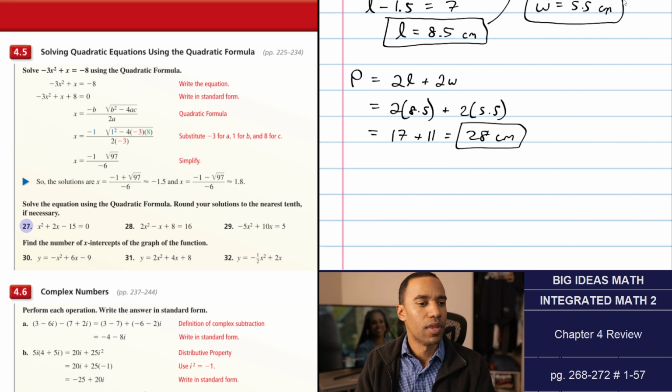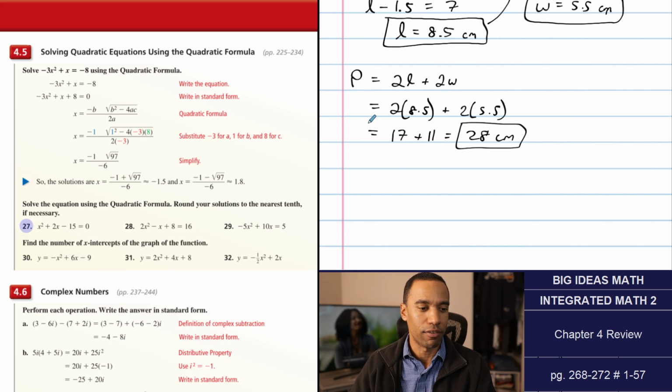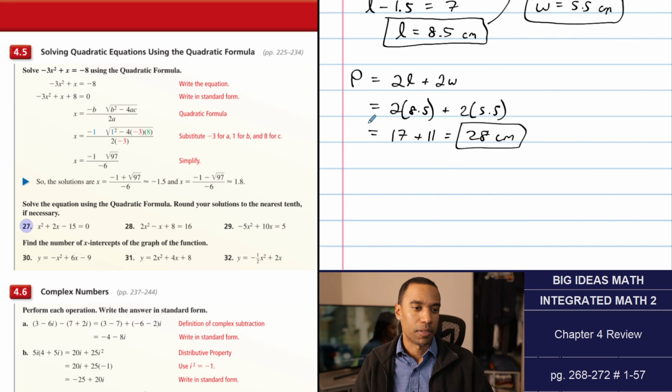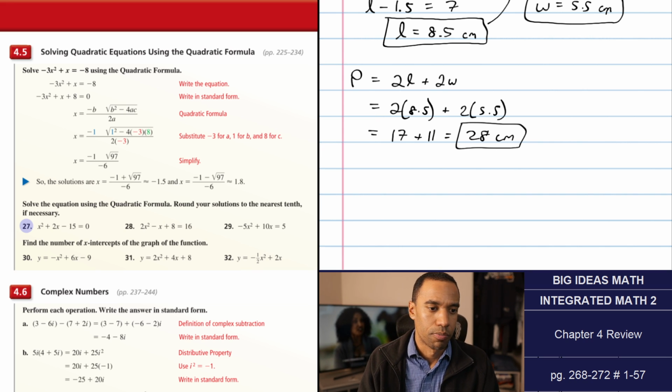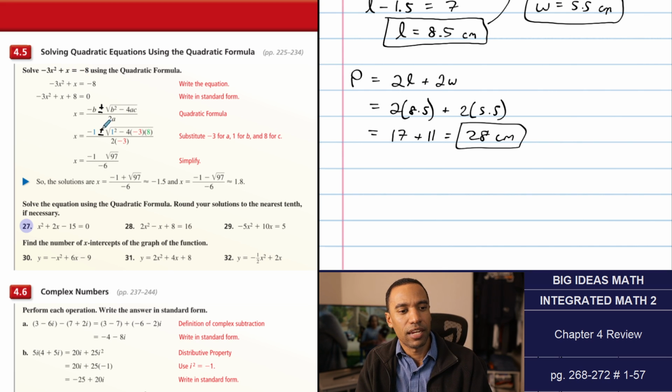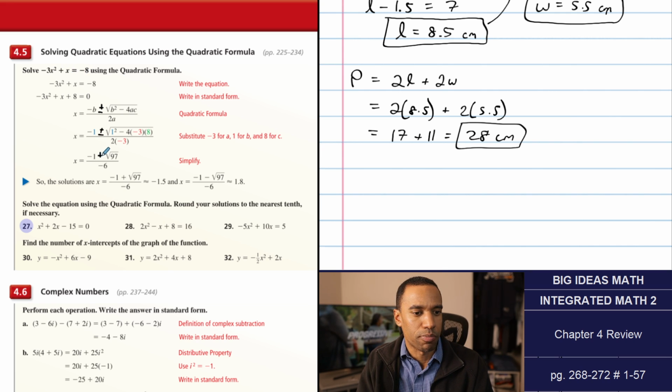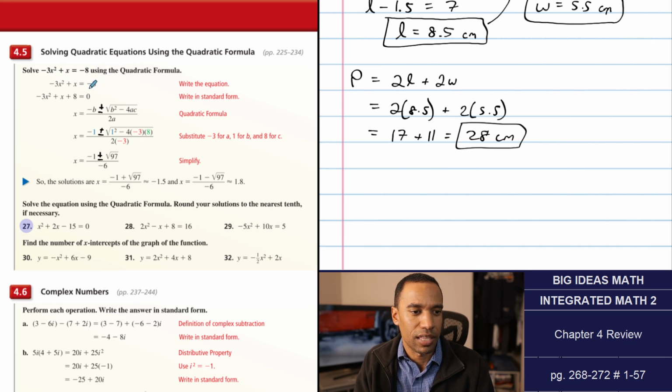Okay, here we go. Section 4.5. Quadratic formula. X equals minus b plus or minus the square root of b squared minus 4ac, all divided by 2a. So, in this problem here, solve negative 3x squared plus x equals negative 8 using the quadratic formula. You'll see the first thing that they do is set it equal to 0, which is a must.